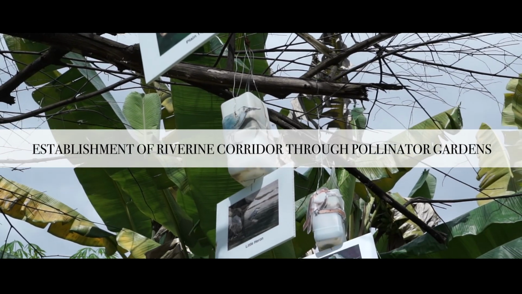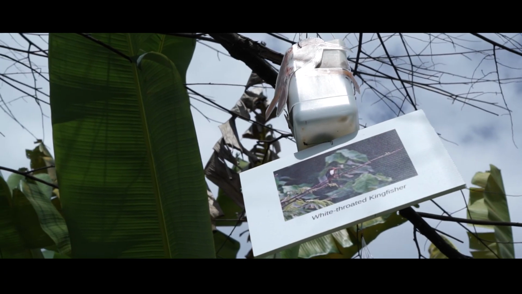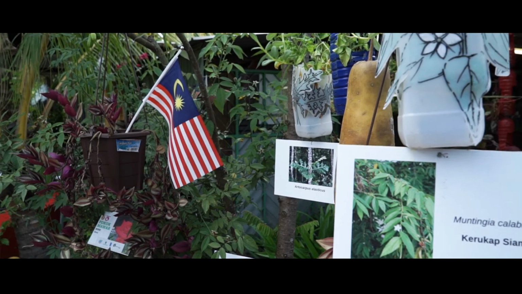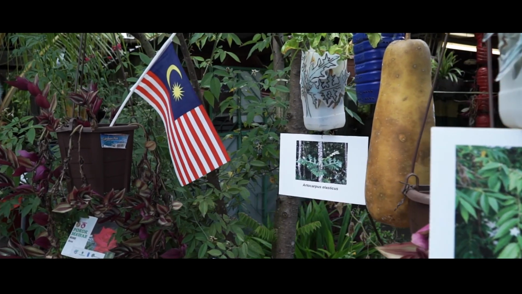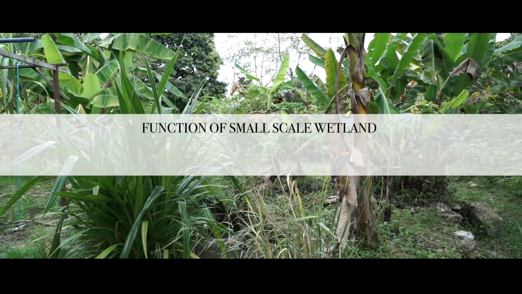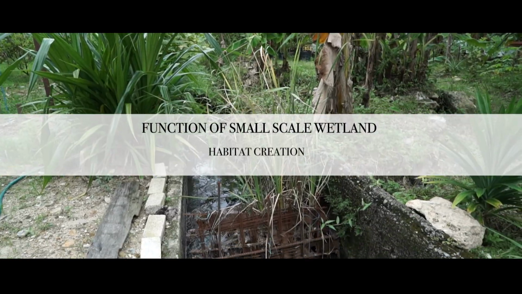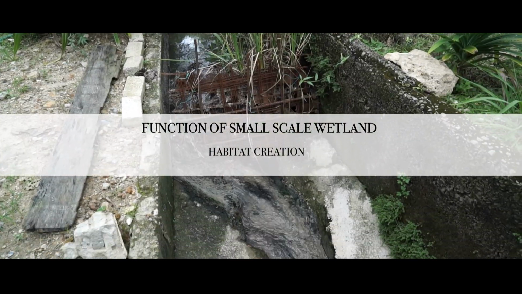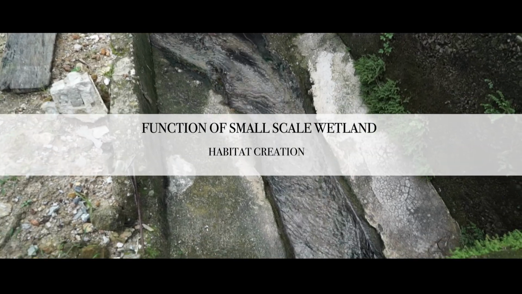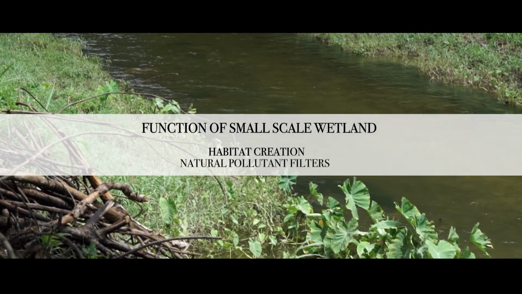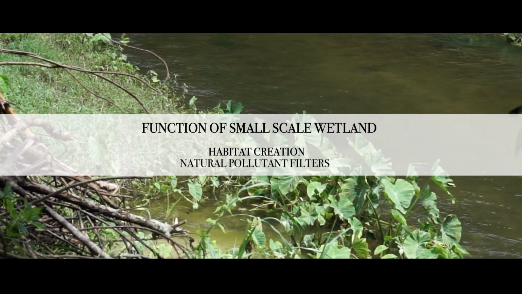Conservation approaches include establishment of riverine corridors to ensure ecological continuity and restoration of native and natural ecosystems. Small-scale wetland creation reintroduces native and natural species back into the riverine ecosystem while also restoring its natural function as pollutant filters.